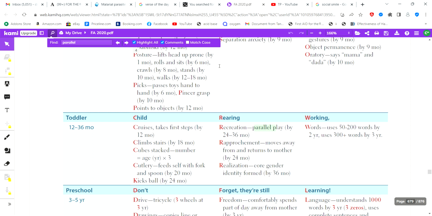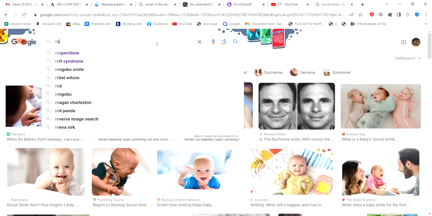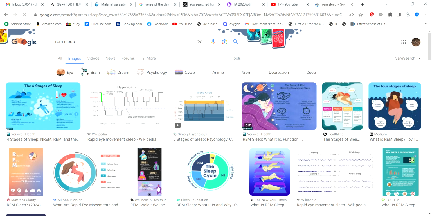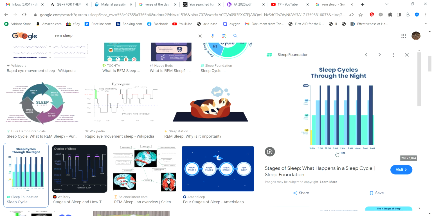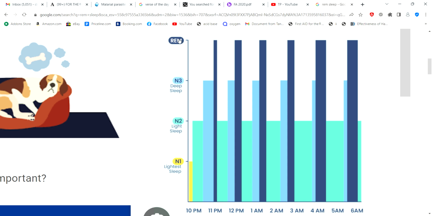They also have a decreased REM latency. REM latency is the amount of time that elapsed between the onset of sleep to the first REM stage. So, I don't know if you can see this. This is REM sleep. There's N1, N2, and N3. Alright, so REM latency is the amount of time that elapsed between the onset of sleep to the first REM stage.